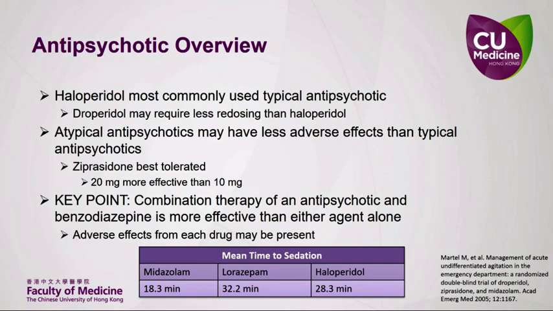Combination therapy with an antipsychotic and a benzodiazepine is less common in Hong Kong than it is internationally. However, the most common combination used here in Hong Kong is midazolam with haloperidol. Combination therapy is often recommended as lower doses of each of the two agents can be used, and as many of the adverse effects of these medications are dose-related, the incidence of adverse effects may be lower, in addition to combination therapy being more effective and having a faster onset than either agent used alone.